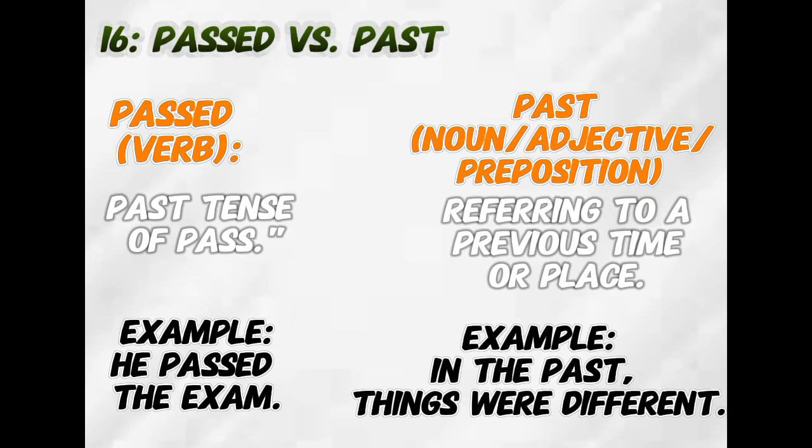Alright, next up, passed and past. Passed is the past tense of the verb pass, like he passed the exam. Past can be a noun, adjective, or preposition referring to a previous time or place, like in the past, things were different. So remember, passed is a verb, and past refers to time or place. Got it? Great.